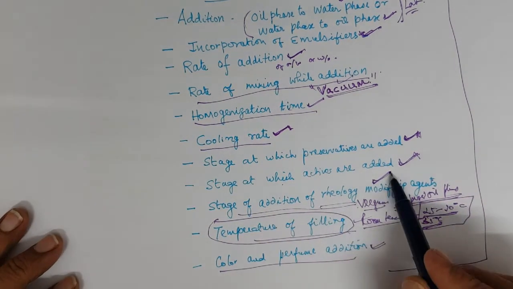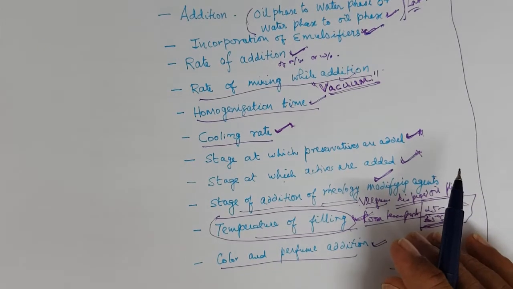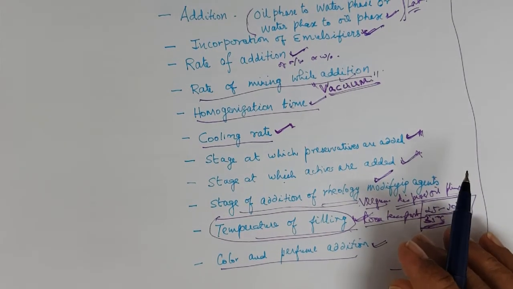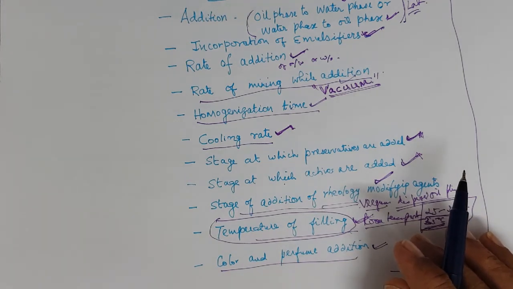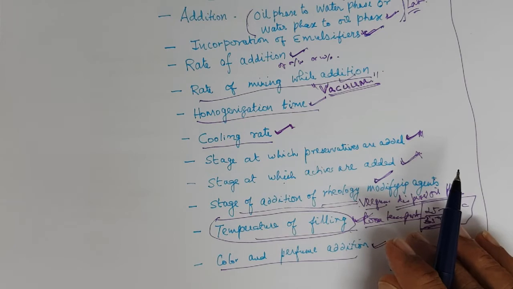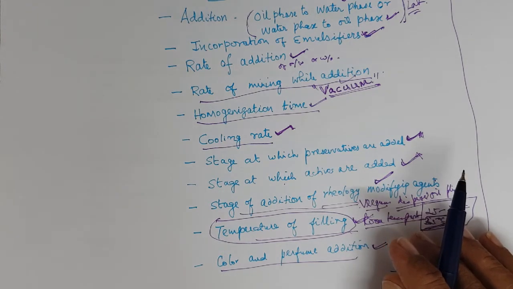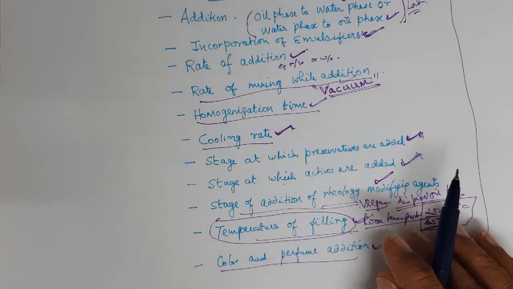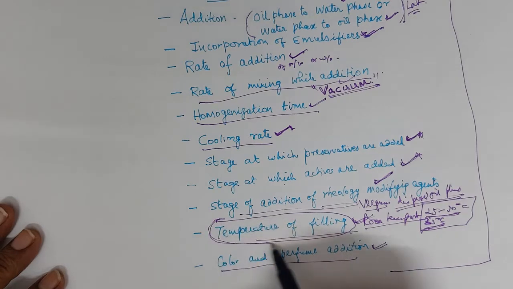Stage at which the rheology modifying agent is added, and temperature of filling, that is very rare. See, some cold creams are filled at 60 degrees in the bottle and pass through a cooling tunnel, and the product will set in the container when it passes through the cooling tunnel. When it comes out, it will be very good, with a concave, shining surface. But now very few companies do it. Sometimes, if the technology comes again.